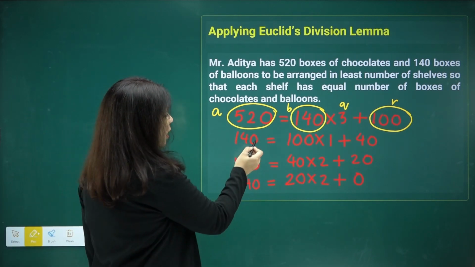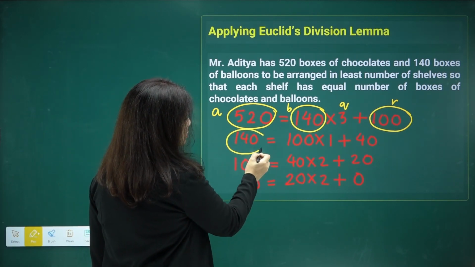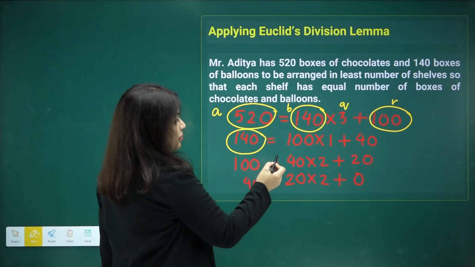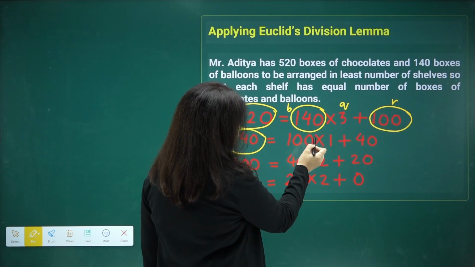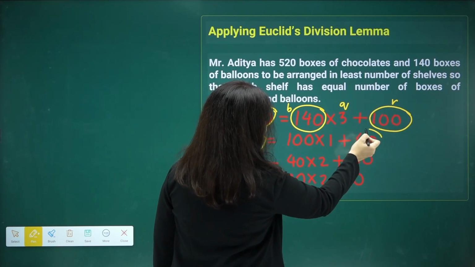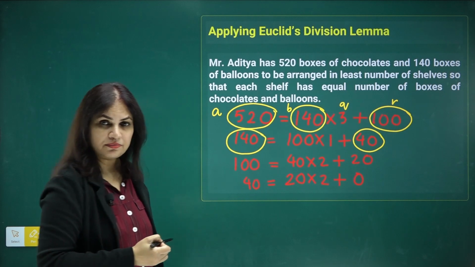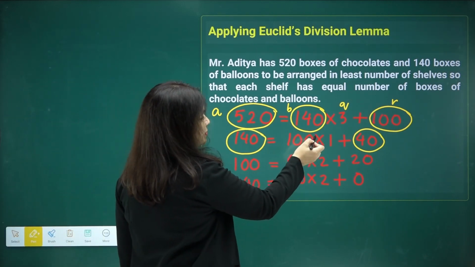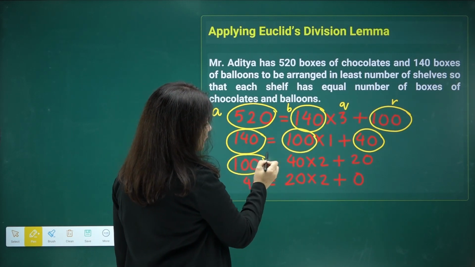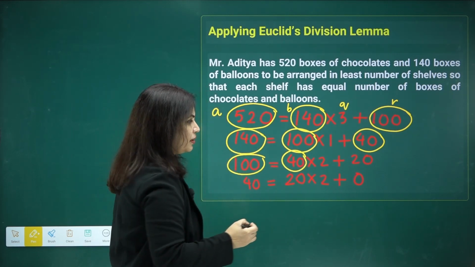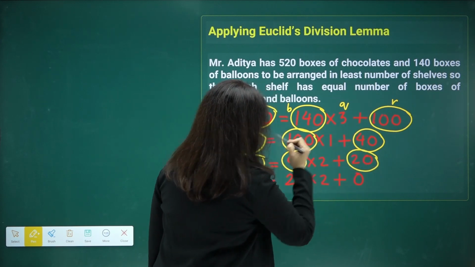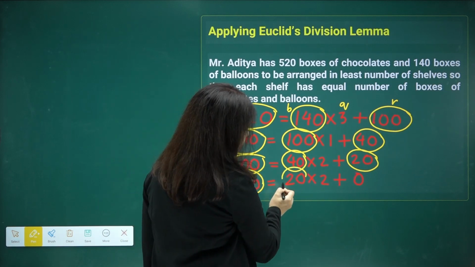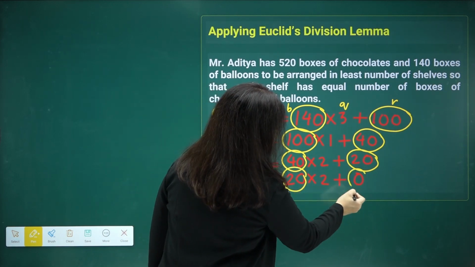Again, R becomes my dividend in the next step. 140 equals 100 into 1 plus 40. Next step, this 100 will be divided using 40, and the leftover is 20. Next step, 40 will be divided again by the leftover 20, and the remainder is 0.